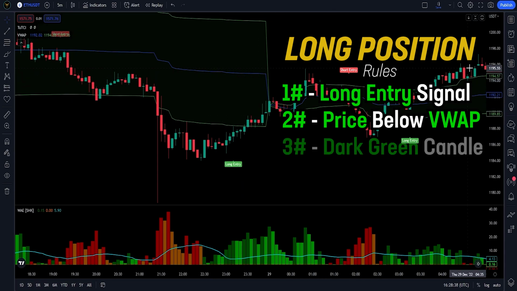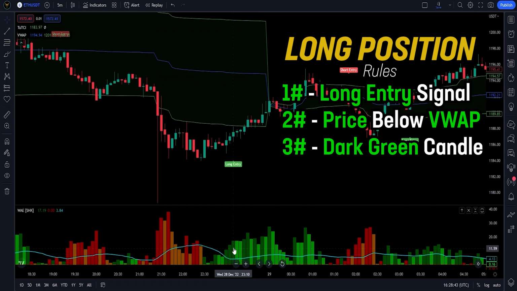Rule number 3, dark green candle and WADA Adder Explosion indicator. This is yet another confirmation that there are more people buying than actually selling. When the candle is dark green, we know that a lot of people are buying in this market, and that they are also buying in larger quantities.